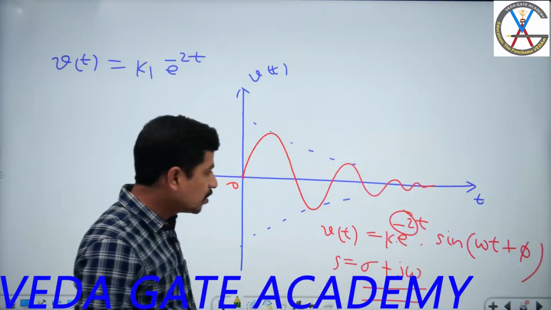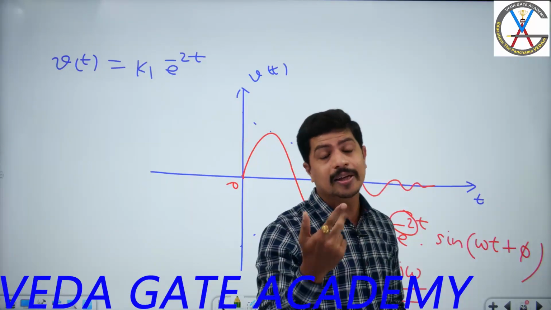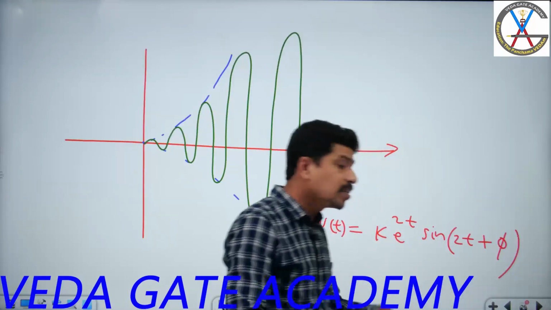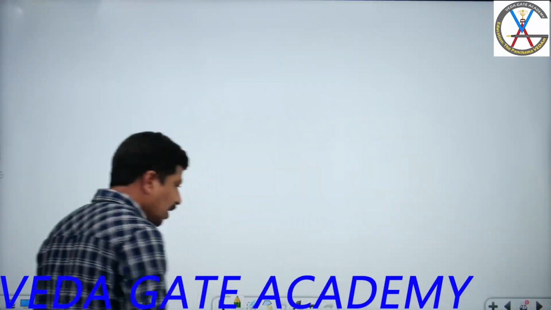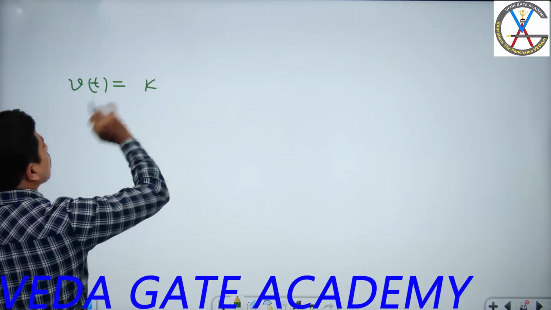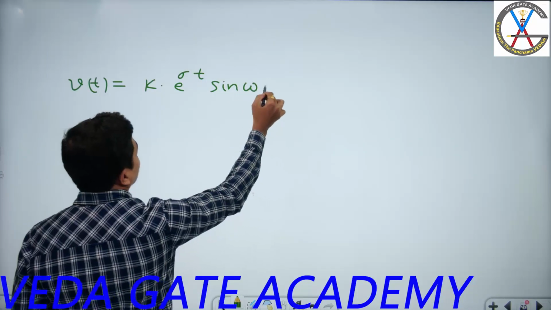With the generalized expression, we got AC, DC, exponentially decreasing and increasing waveforms. That's why it is called a general expression. Now let us take this one. V of t is equal to what? Some k into e power sigma t into sine of omega t.